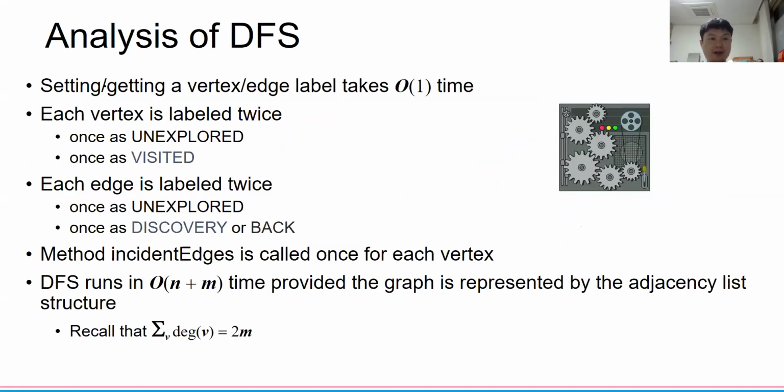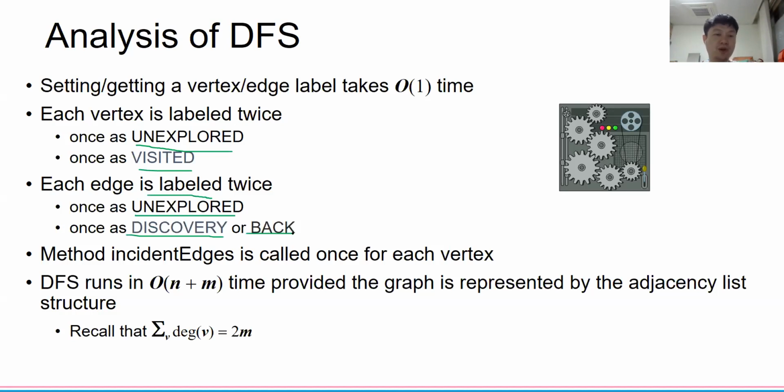The analysis of DFS: if you set or get a vertex or edge label, it takes constant time. So you just mark it as explored or unexplored. The first time it is unexplored, and when you visit the node, you set it as visited. Each vertex is labeled twice, so you need only set it as explored and visited. Each edge is also labeled twice, which is unexplored and then discovery or back.